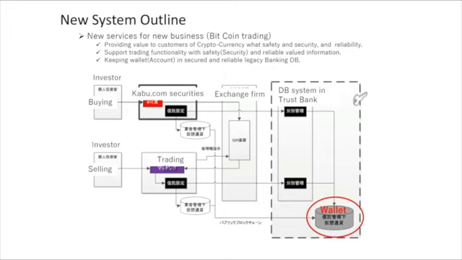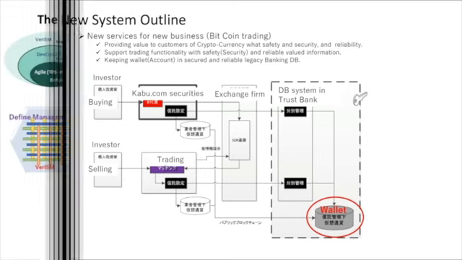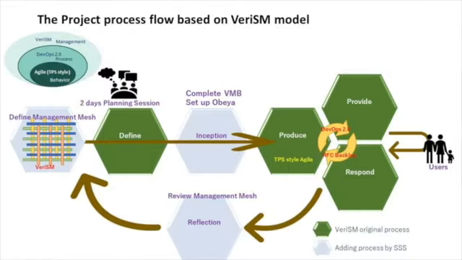The characteristic of this system is combining an open system in the front end and a secured legacy database system in the back end. There are many restrictions on using a secured legacy system, so we have to solve operational issues of collaboration between both systems just-in-time. This is the process flow of our VeriSM adoption. We have slightly arranged it from the VeriSM model.